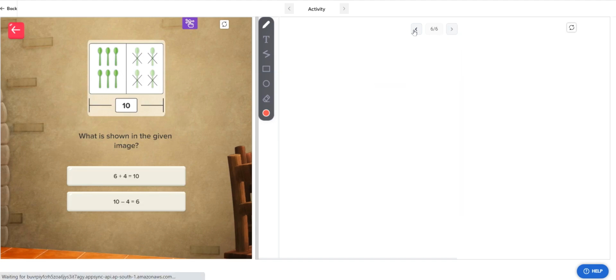How many total spoons do we have? Number 10, right? How many are being crossed out? 1, 2, 3, 4. 4, right? 10 minus 4 is equals to how much? 1, 2, 3, 4, 5 and 6, correct? So 10 minus 4 is equals to 6.